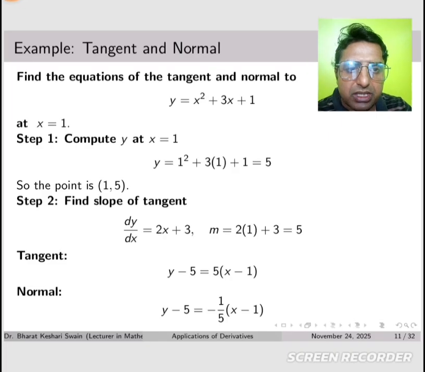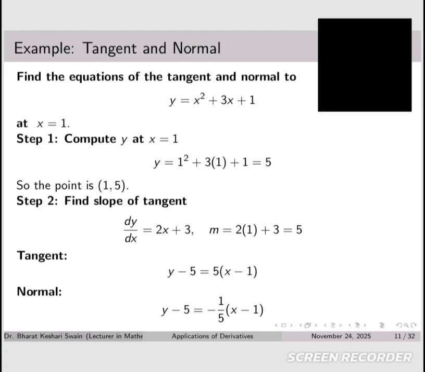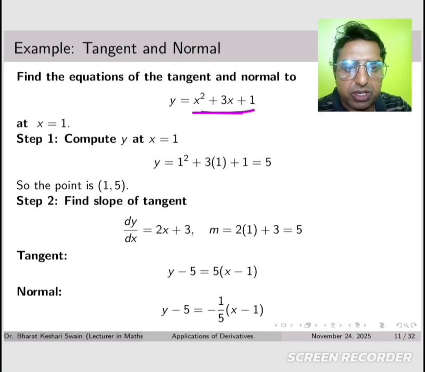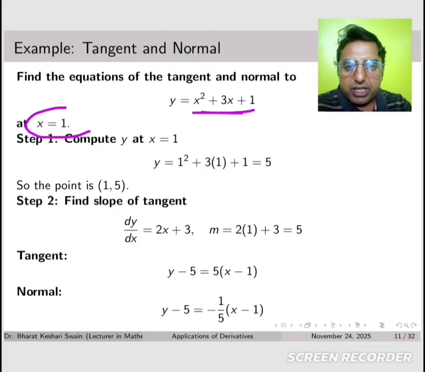Okay, so see here some examples. Find the equation of tangent and normal to the curve y equal to x square plus 3x plus 1. So at what is the point? At x is equal to 1, compute y at x equal to 1, because we have to find the point.